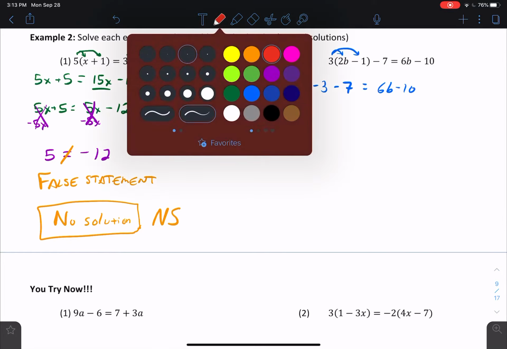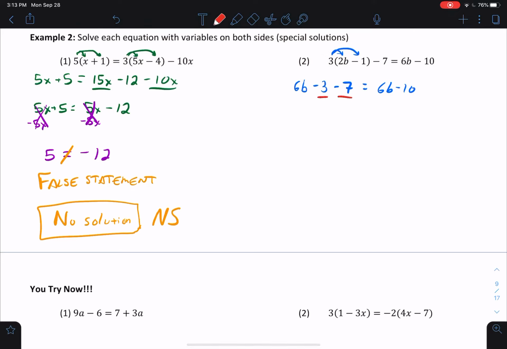All right. On the left-hand side, I'm going to combine my like terms. So 6b, negative 3 minus 7 is minus 10. Equals 6b minus 10. All right, right here, you might notice that the left-hand side and the right-hand side are the exact same, 6b minus 10.